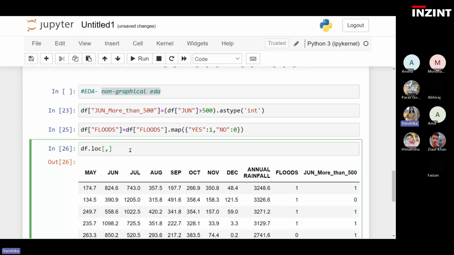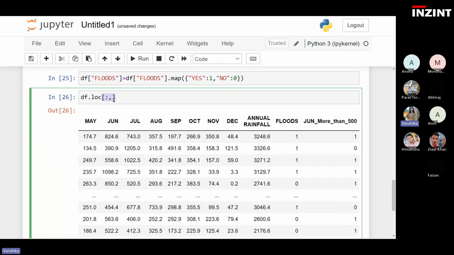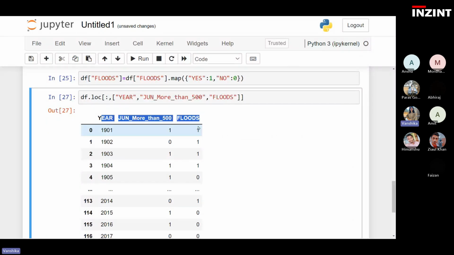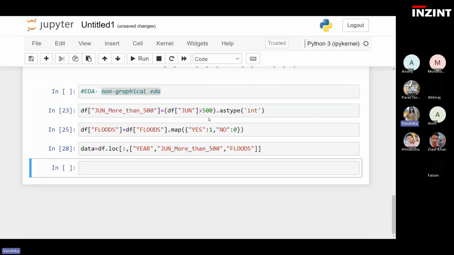Here you will see a variation of loc indexer. I want to extract all the rows, and so what I'm doing, I'm not defining any start or any stop value in this case. And as for the columns, I want to extract which columns. So एक तो ईयर का कॉलम ले लेते हैं और एक जून की रेनफॉल का कॉलम ले लेते हैं, एंड एक ले लेते हैं फ्लड्स का कॉलम. This is the data that I can use to calculate all the necessary values. So let's store it in a variable and we'll use this variable from now onwards.